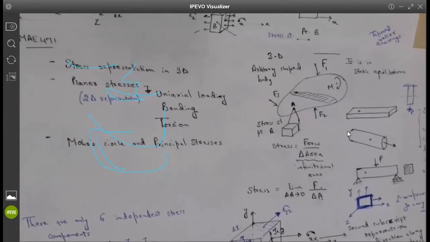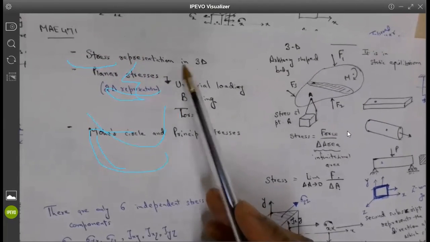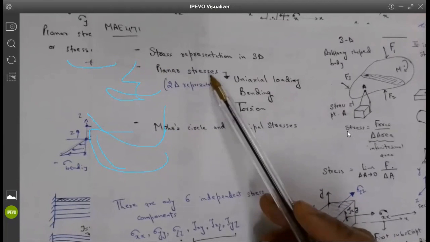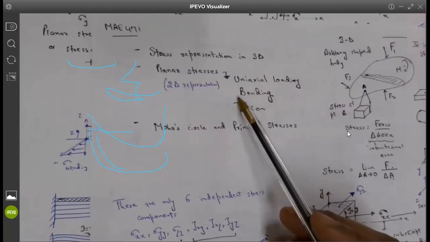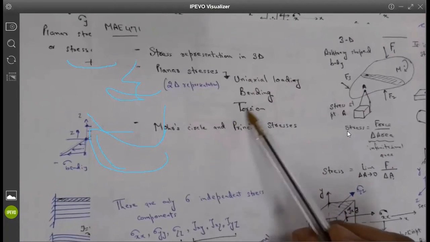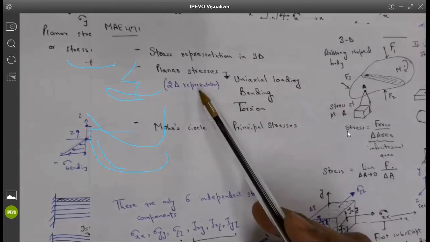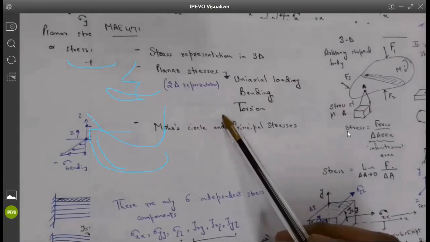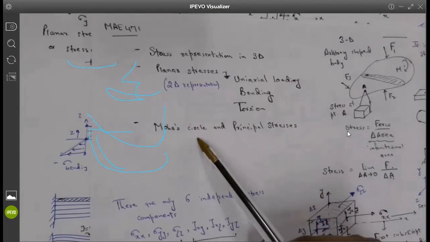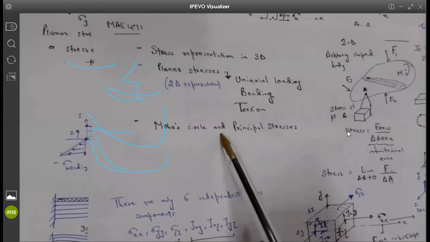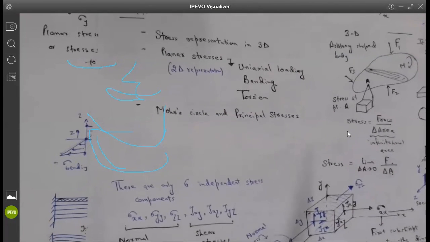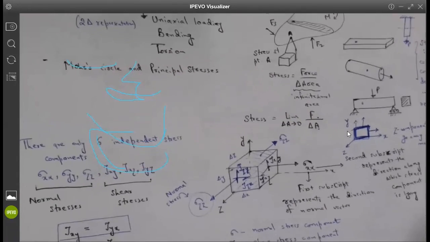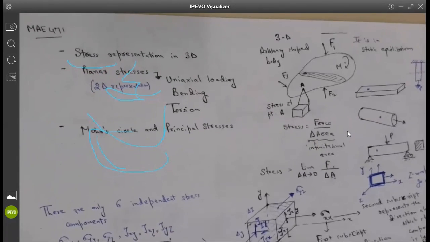We first saw the stress representation in 3-dimensional coordinates. Then we did the representation in 2-dimensional coordinates, which we call planar stresses. And we said that all the different types of loading, whether it is uniaxial loading, bending loading, or torsion loading, can be represented by a 2D representation of stresses. The next step is how we can use that information to draw a Mohr circle and find principal stresses. And then we will use those to determine the failure of a material. That's what we are going to learn in this semester, I believe.